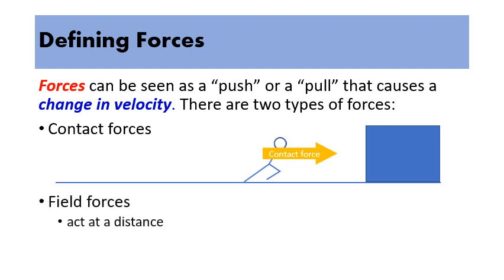The second type of force is called a field force, which acts between objects that are not in physical contact. As an example, the force of gravity is a field force, which for a planet orbiting the sun always points to the sun, thereby causing the planet to move in a circle.